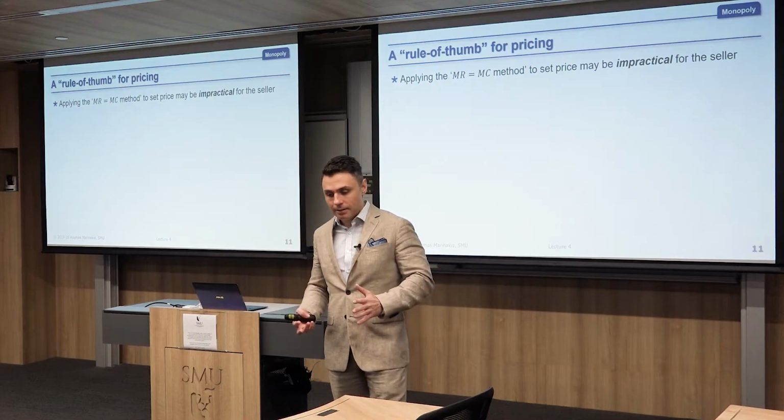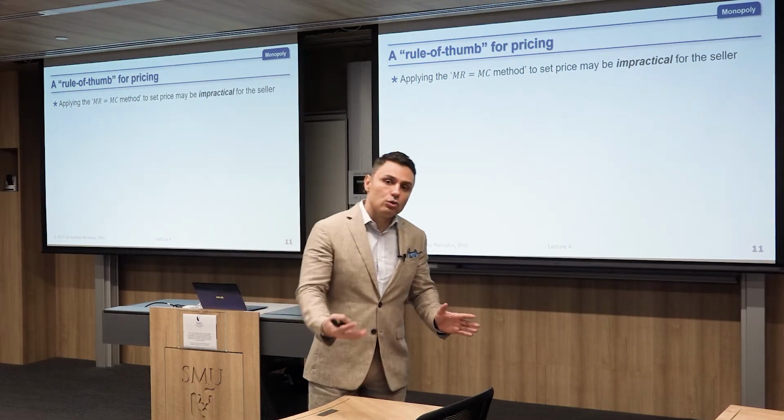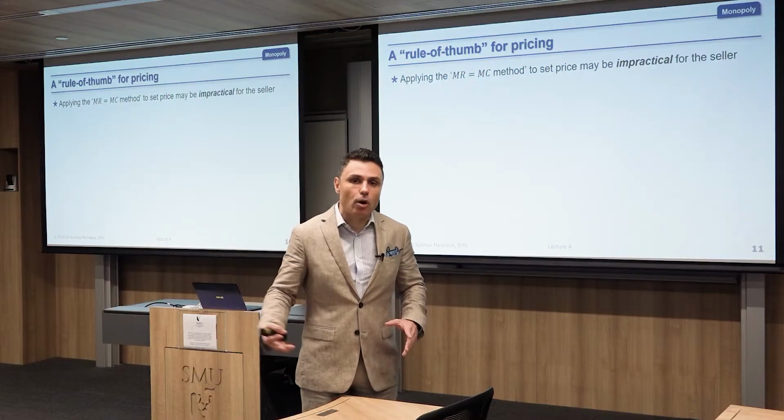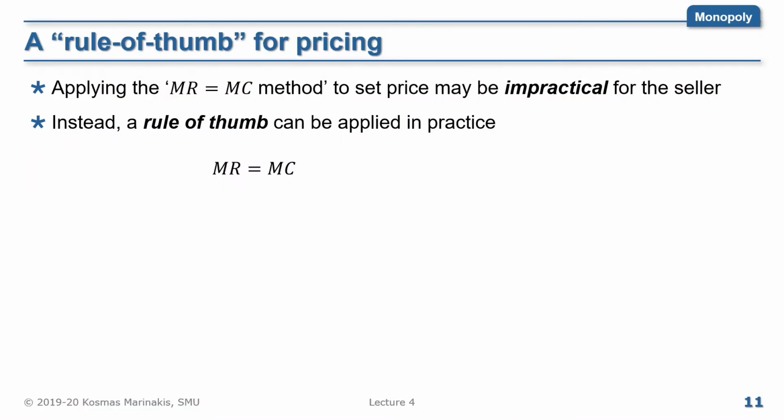It's a method that almost every seller who knows what they are doing, no matter what their knowledge of economics, tends to follow. So instead of applying MR equals MC, there is a shortcut, a rule of thumb, that can be applied in practice. And this is that MR equals MC, mathematically, intuitively, economically, and in all ways, is equivalent to a much simpler expression. That is, (P minus MC) over P equals the negative of 1 over the elasticity.